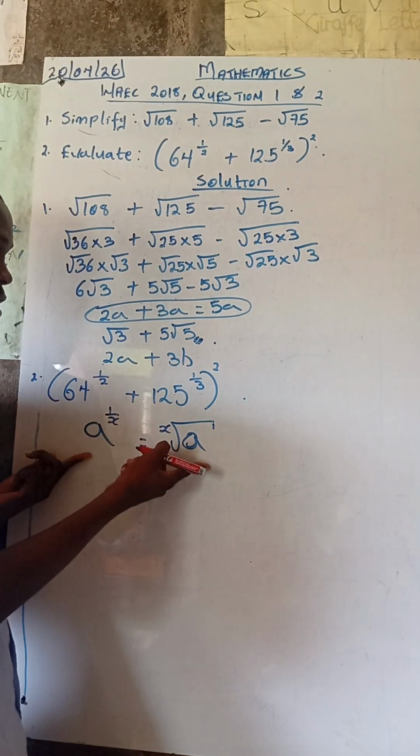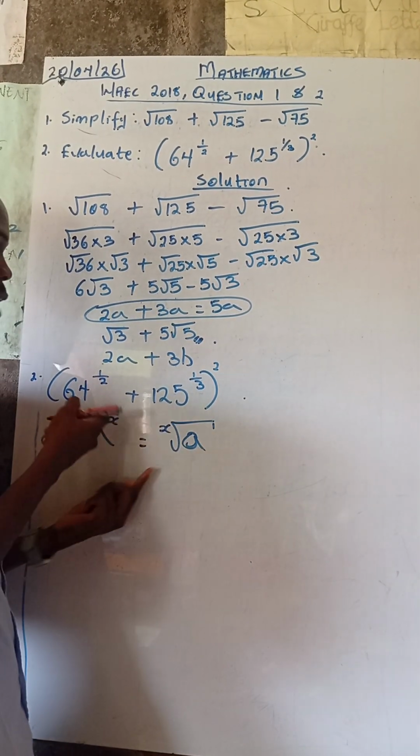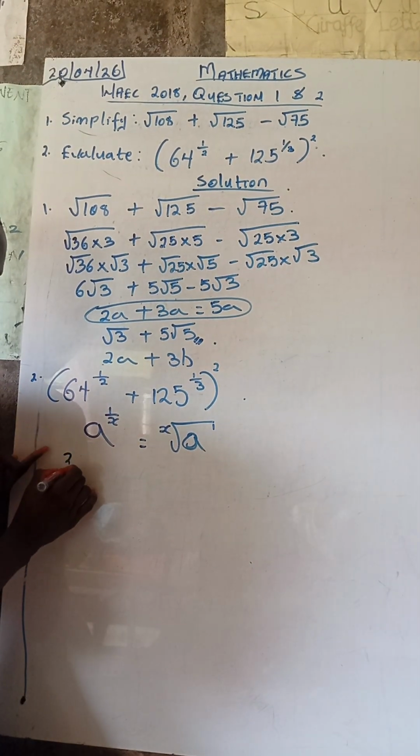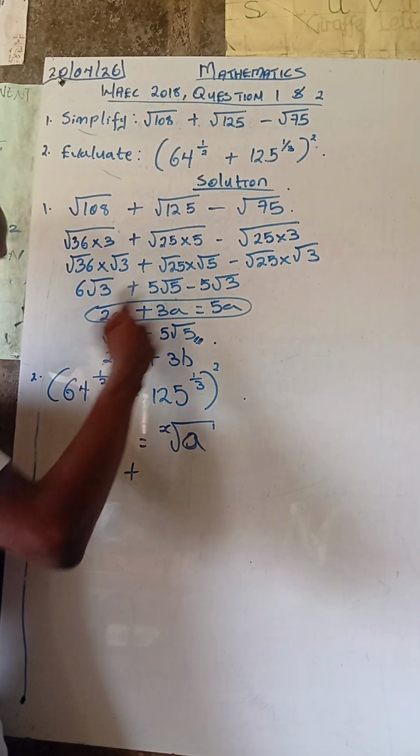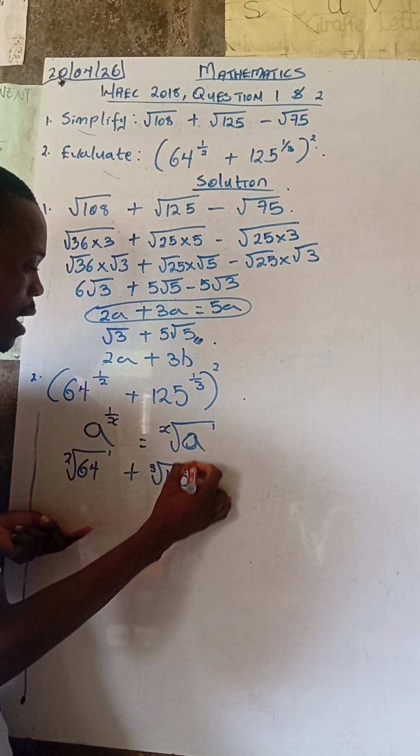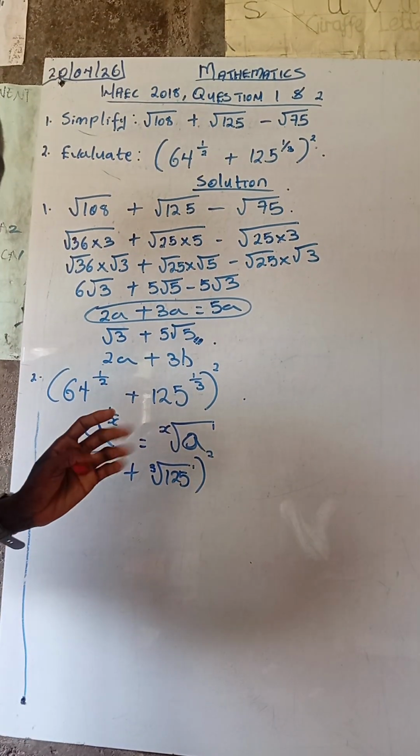You see, this x will come back to form a root, raised to power 1. So that is the same thing you do here. This 2 here will come back to form a root. That will be the square root of 64 raised to power 1, plus this 3 here too will come back. That will be the cube root of 125 raised to power 1, all raised to power 2. You see that is not hard.